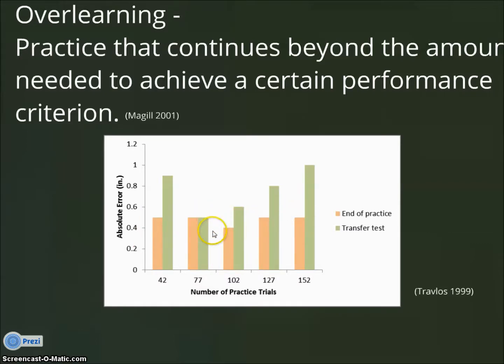So one thing that you can pull out from this data is that after 152 practice goes, you are no better than what you would have been after 42. From a performer's perspective, this is going to be a much better option, and for a coach it's going to take much less time to get the same performance outcome.